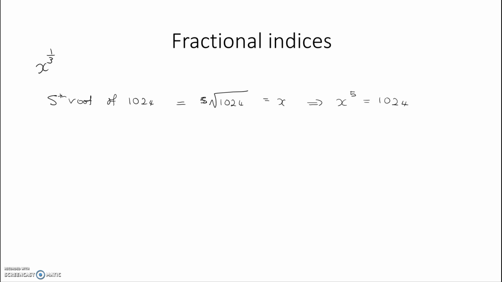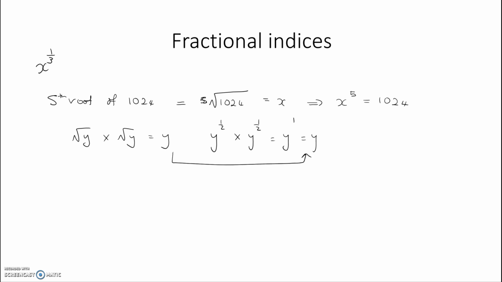Now, we know about these. We know, for example, that the square root of a number is the number which multiplies by itself gives that number. So the square root of y times the square root of y gives y. Now, it must also be true that y to the half times y to the half is equal to y to the 1. So if both of those are equal to y, then root y must be equal to y to the half.